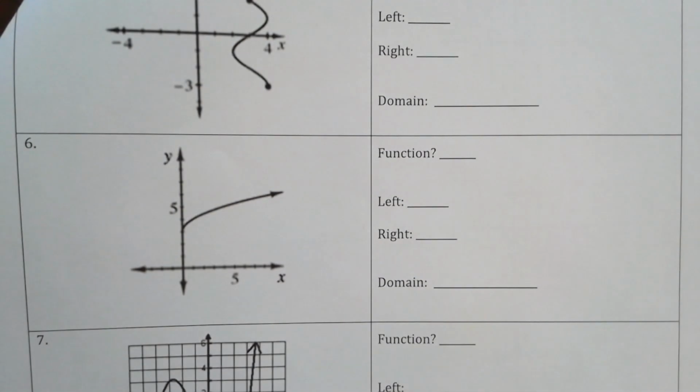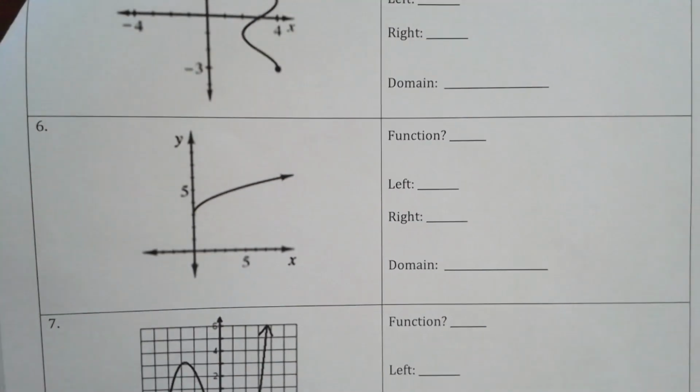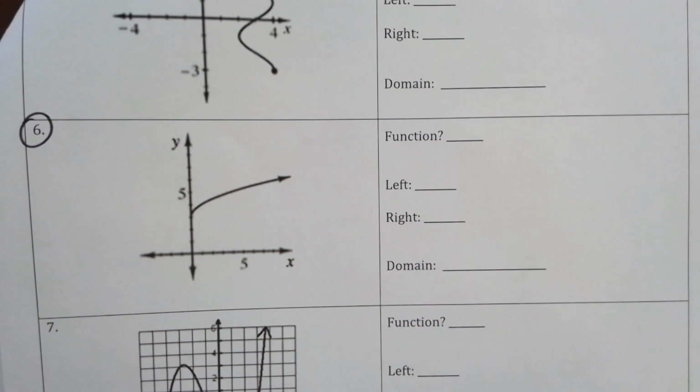Okay. Remember, having a highlighter today is essential. That way you know what you're looking for and what you're looking at. So if I'm looking at number 6, what do I need to make note of? It's a square root function. That's a great thing to make note of. What else do I need to make note of that pertains to finding the domain?